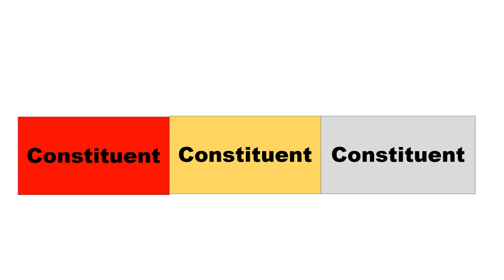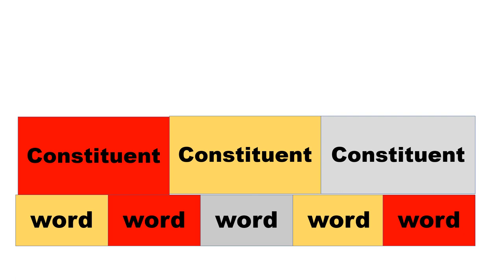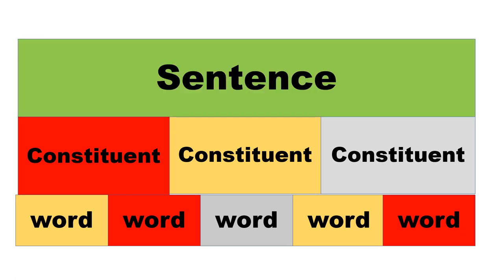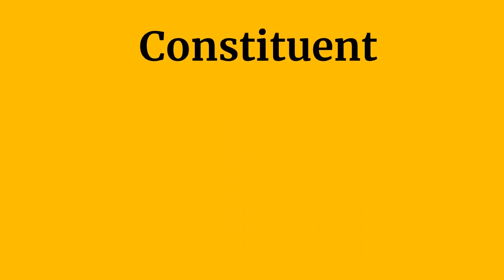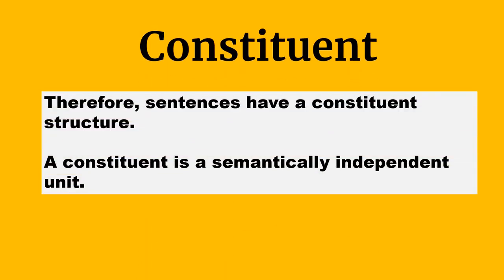Here are the constituents. If you start at word level and we say that the words are the building blocks of sentences, then we have the sentence level. You can think of constituents as an intermediary level between word level and sentence level. So therefore, sentences have a constituent structure, and also a constituent is a semantically independent unit.